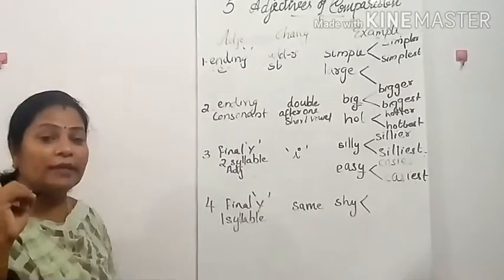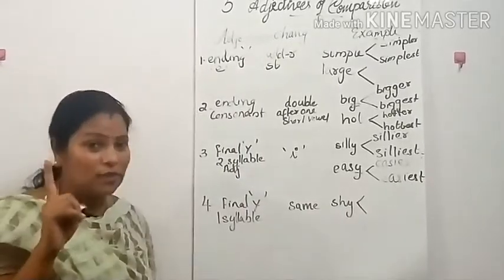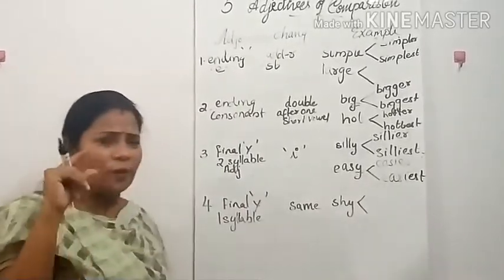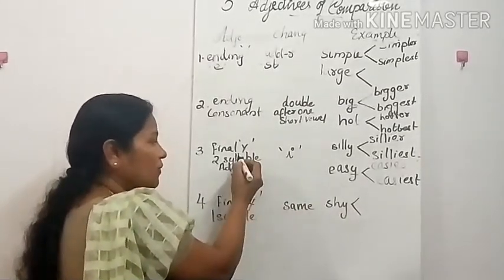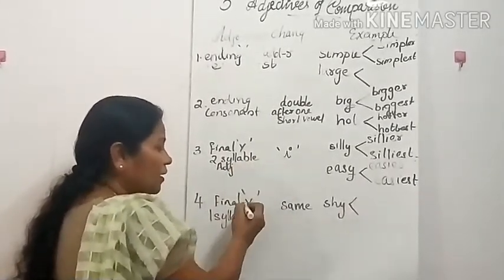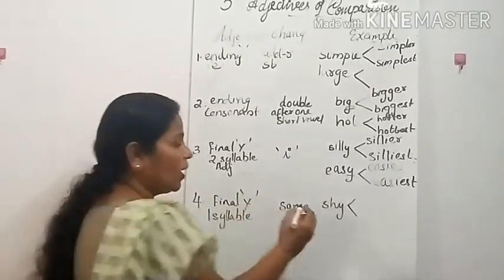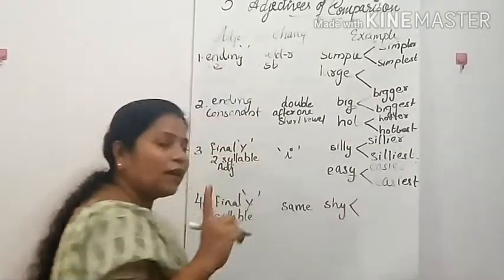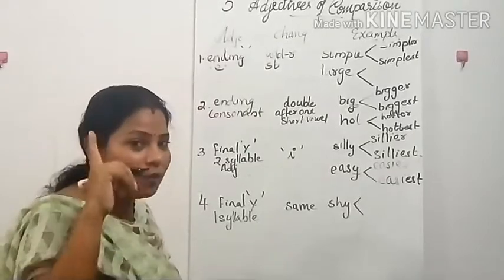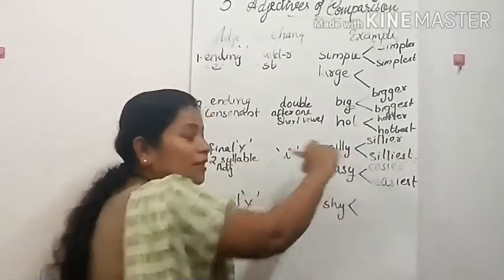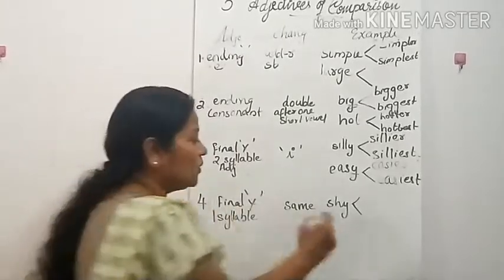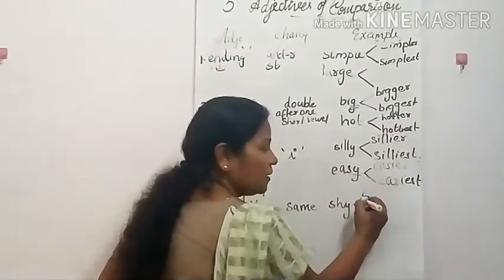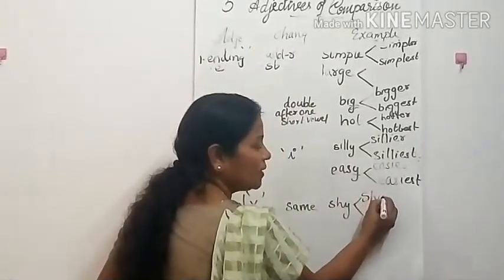Next one, fourth. Again ending in Y but one syllable this time. That means one sound for a word. See, here two syllable ending in Y, here one syllable ending in Y. One syllable. Shy. Say shy. One time. But you say this silly. Silly. Two times. So, shy, it will remain the same spelling and you are going to write shy.